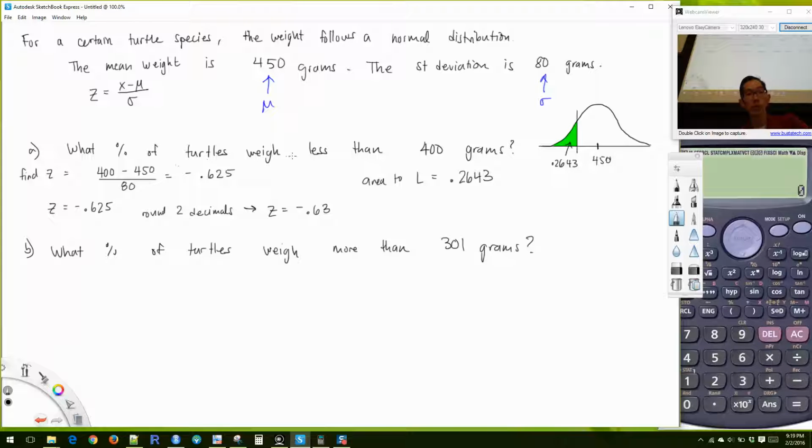What percentage of turtles weigh less than 400 grams? I don't need to worry about the area to the right. I want the area to the left, okay? So I just turn this into a percentage, and I say 26.43%. And there you go. Yes, a question?